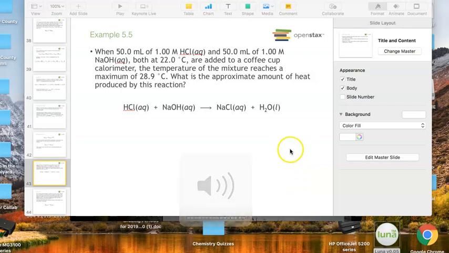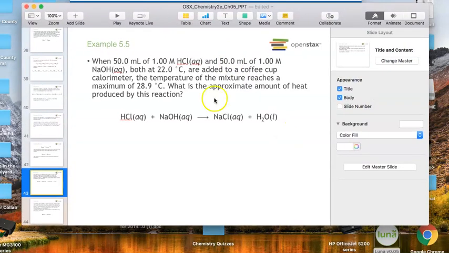So we left off last time. We were doing calculations involving calorimetry, and I believe we left off on this question here. This is a neutralization reaction between hydrochloric acid and sodium hydroxide, and we see a temperature increase. They're asking us to calculate the approximate heat produced by the reaction.